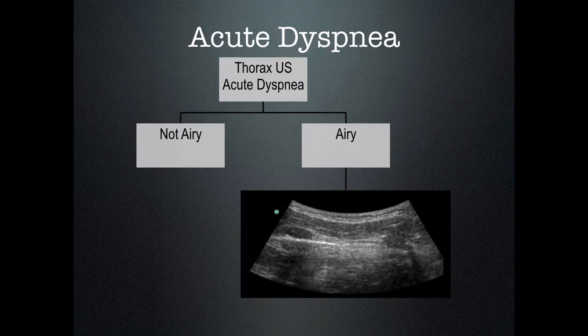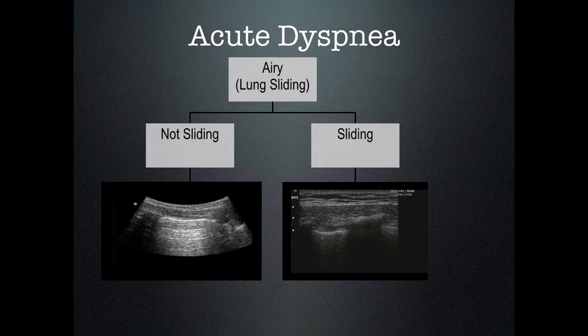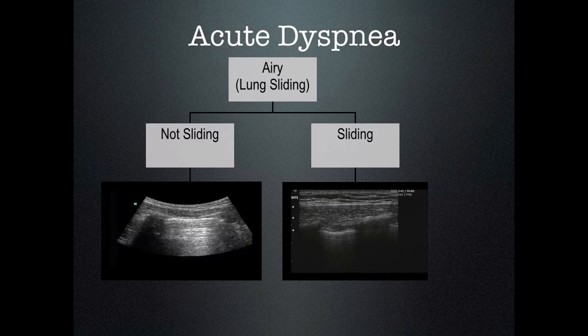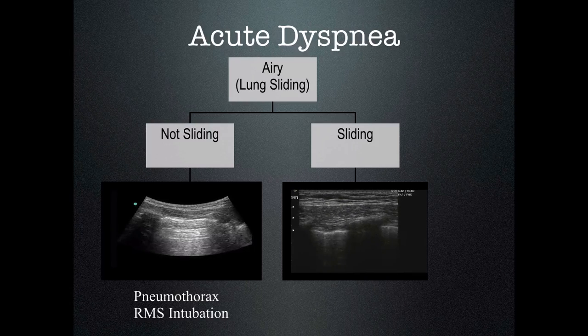If it's airy, then I want to know a few other things. I want to know, is the lung sliding or not? Is the sliding lung sign present or not? If the sliding lung sign is not present, then I'm going to think pneumothorax. Again, I need to be scanning this patient in the supine position, I need to do a scan on the anterior portion of the chest, and I need to look for the lung point.